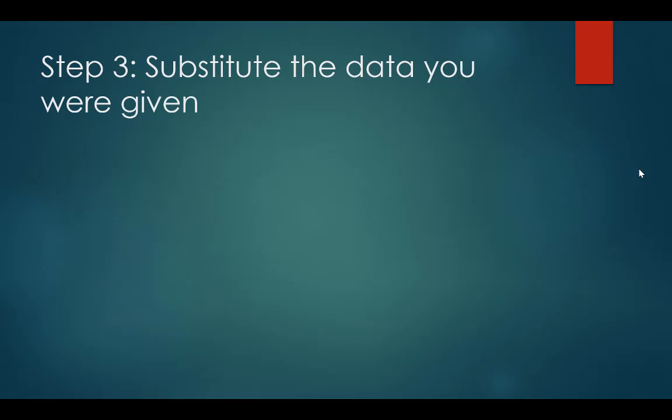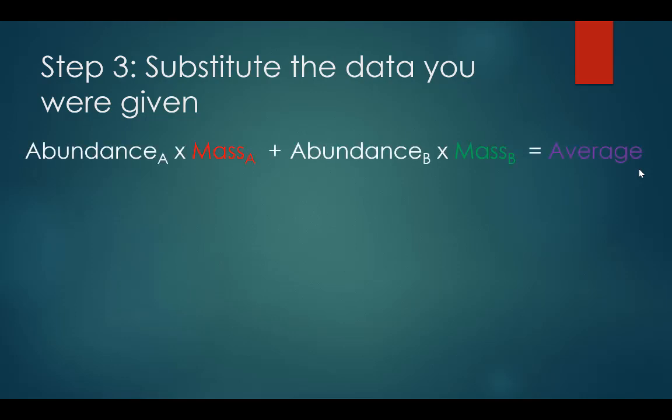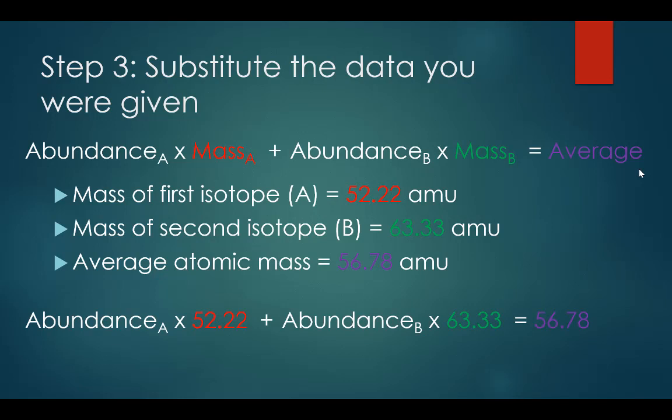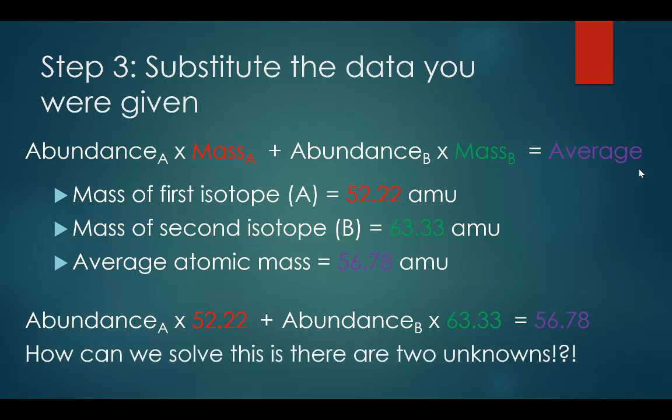Let's go ahead and plug in the data we were given. So let's say there is our equation, and I've highlighted things based on color. Let's say the mass of the first isotope is 52.22, the second isotope is 63.33, and the average is 56.78. So we can just plug those in right away and have our equation for this situation. But you're going to notice we still have 2 unknowns. We can't solve this if there are 2 unknowns. We have to know 4 out of the 5 variables in order to solve for the 5th one. So we're going to do a little trick.